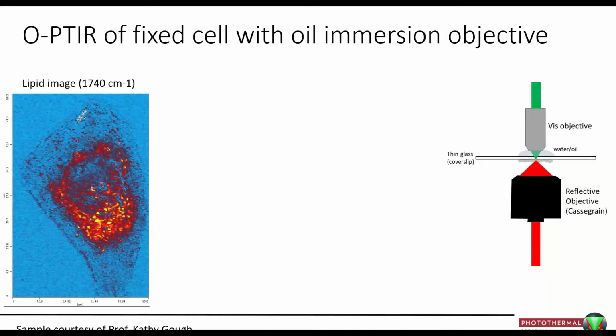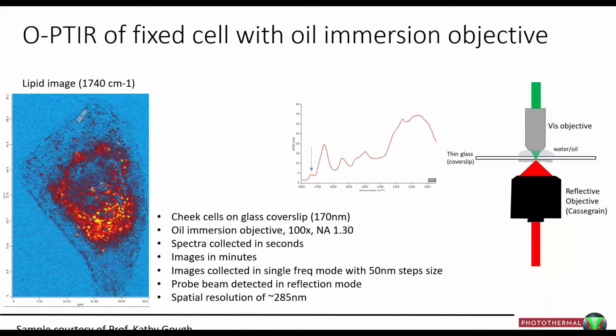And then, so this is oil immersion. So this is about as high a spatial resolution as you can possibly get. NA on these oil immersion objectives, I think it's 1.3, 1.4. So if we flip that upside down on a glass cover slip, imaged for the lipid, and I think this was some sort of cheek cell or a buccal cell.